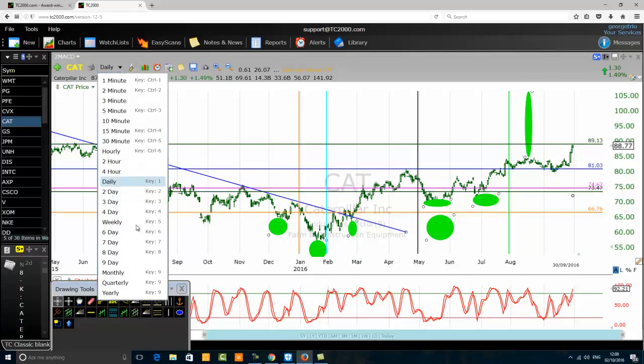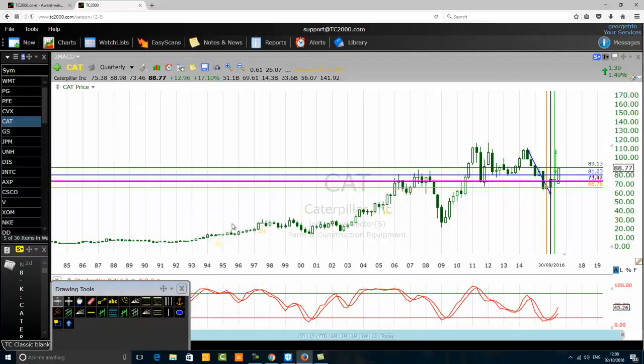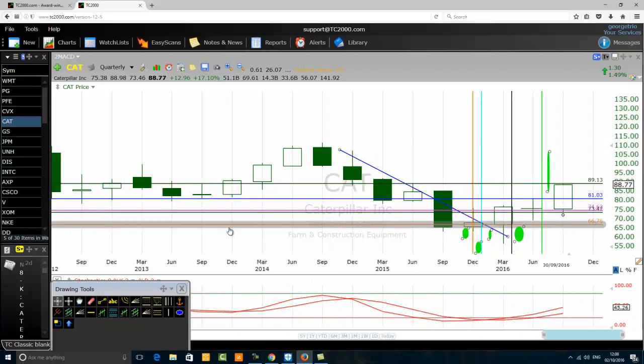Another thing that we can do on the quarterly chart as a stock swing trader, on the quarterly chart, we can look for what?